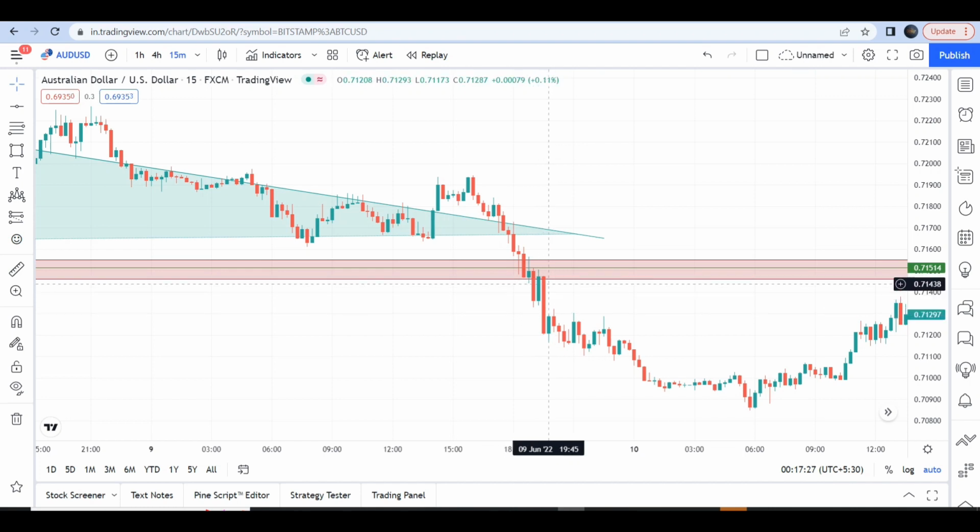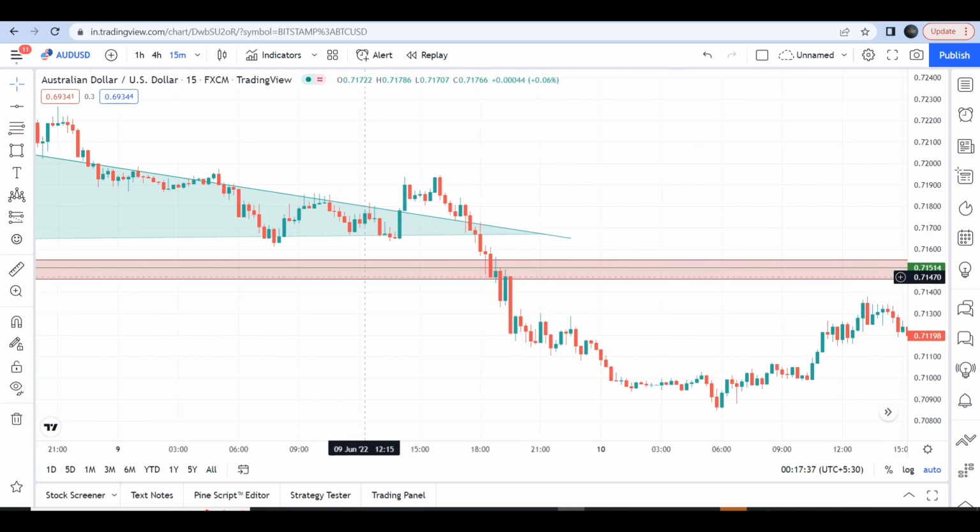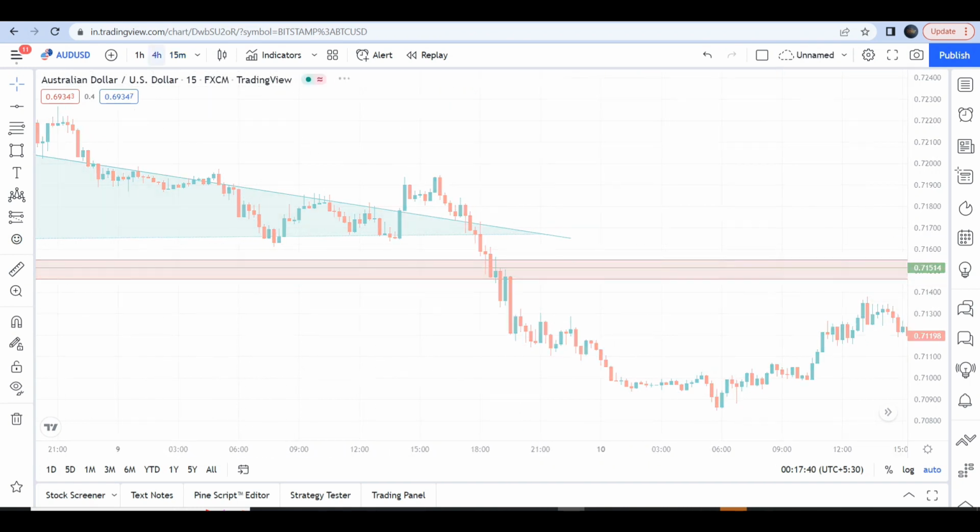But now when this big red candle appears, it's engulfing this green candle, which is a very good reversal sign to the downside. So definitely you would take a trade there. If you are to take a trade there, let's go back to the bigger time frame.